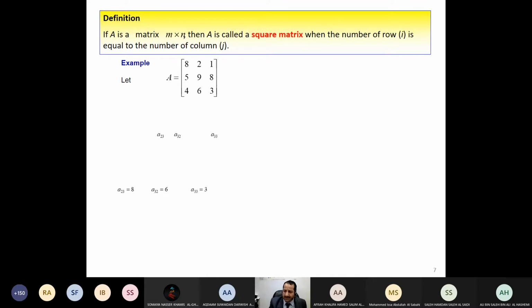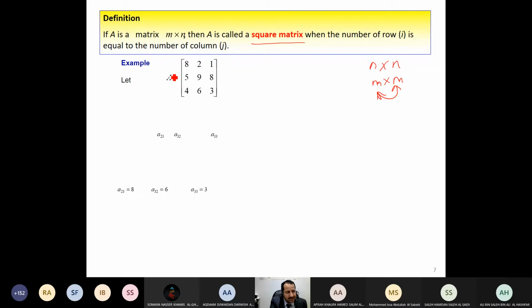Now, we can have specific types of matrices and give them names. As an example, the first one is called a square matrix. A square matrix is a matrix which has an equal number of rows and columns. It means the number of rows equals the number of columns. Or we can simply write it as size n by n or m by m. It means the same number of rows and the same number of columns.